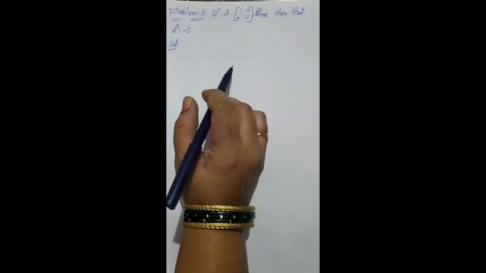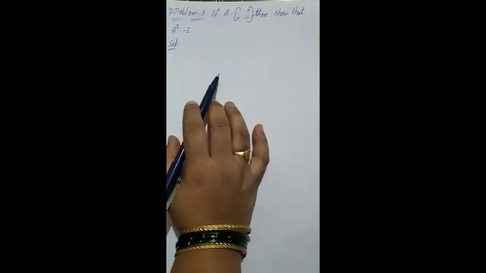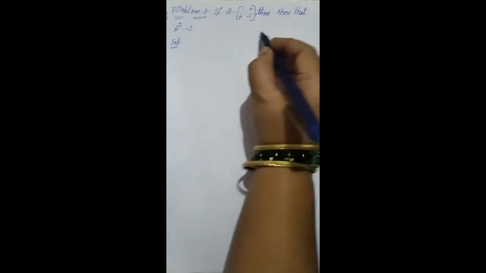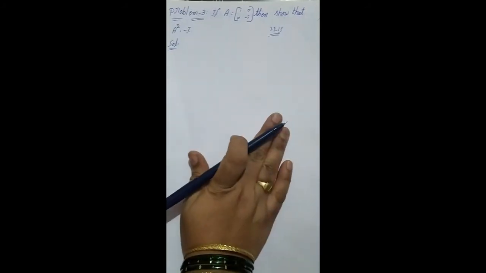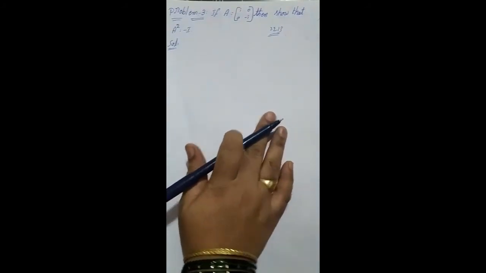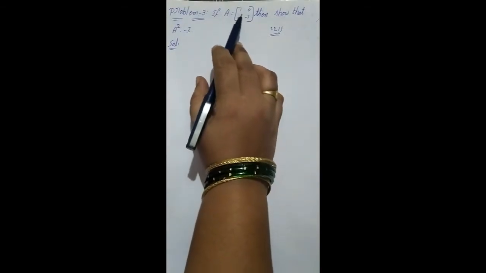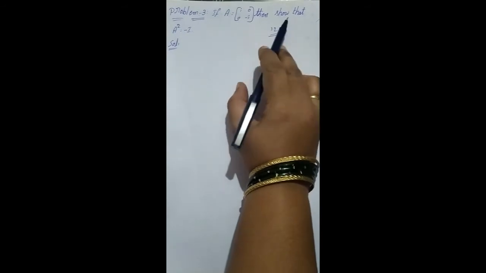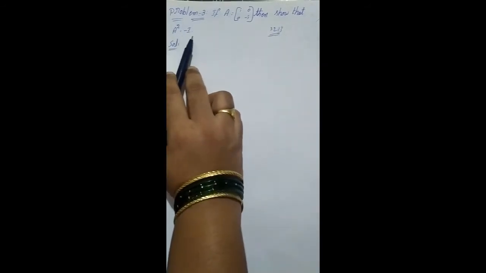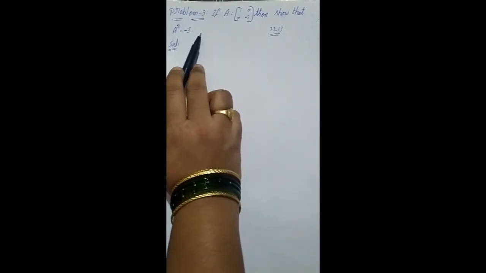Next, we will go to another problem in the solved problems 3.2.13. Problem number 3. The problem is: if A equals [i 0; 0 -i], then show that A squared equals -I. This is our given problem.